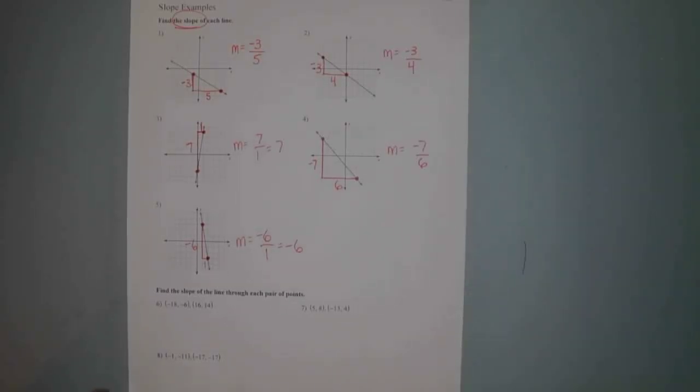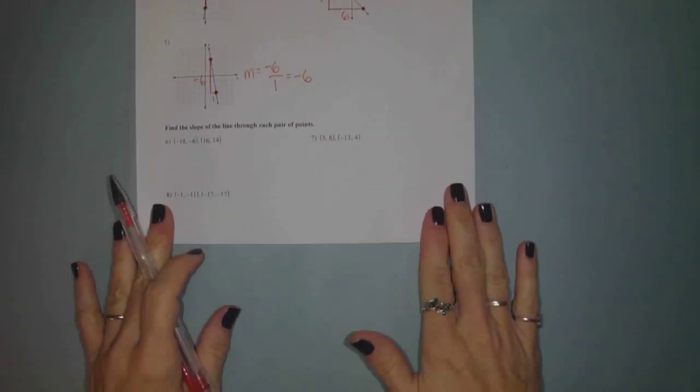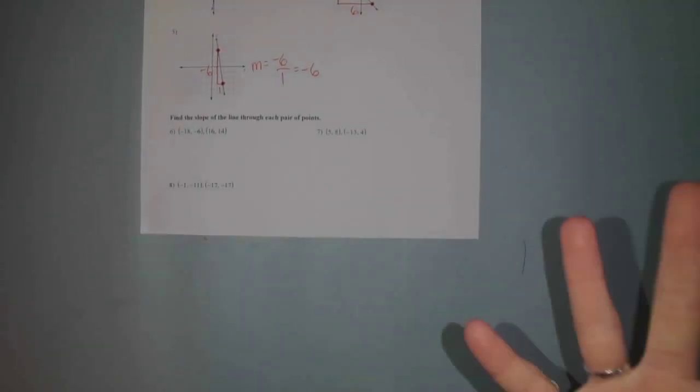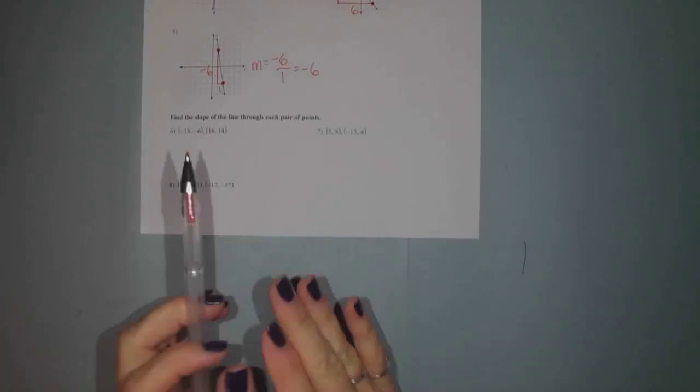So that's pretty simple. That's just counting. When you're given a graph, that's the best because you can just count your rise over your run, or your change in y over your change in x. Here's where the formula is going to come more into play. What if they don't give you a graph? What if they just give you the 2 points on your graph?